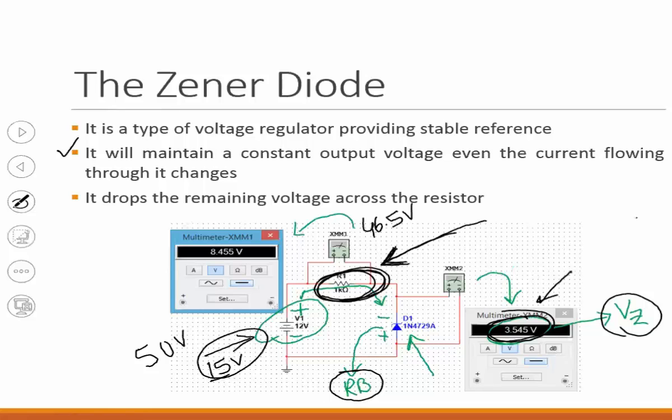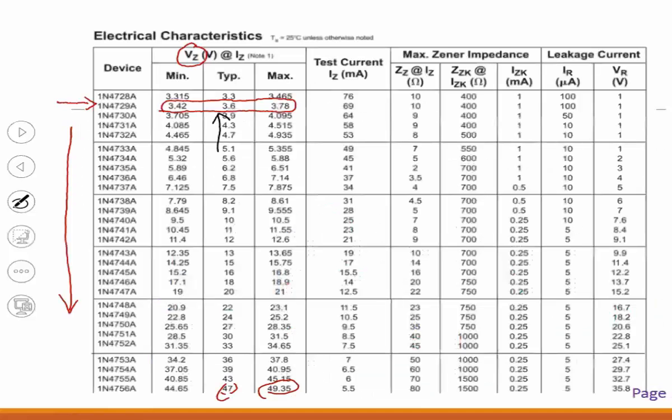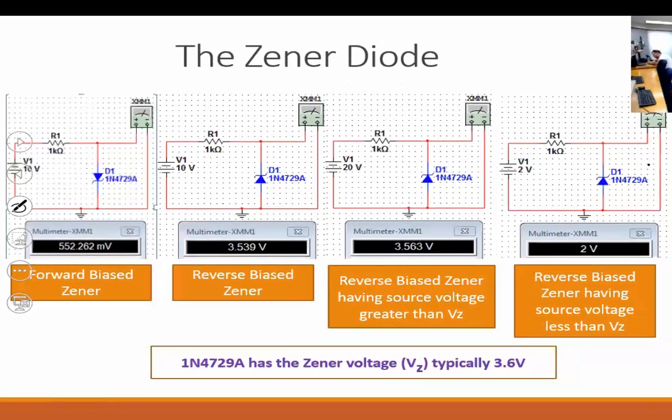Yes. Only when, yes, when the reverse bias. So take a look at these 4 circuits and you will clearly see the operation of a Zener diode. What bias is the first one?